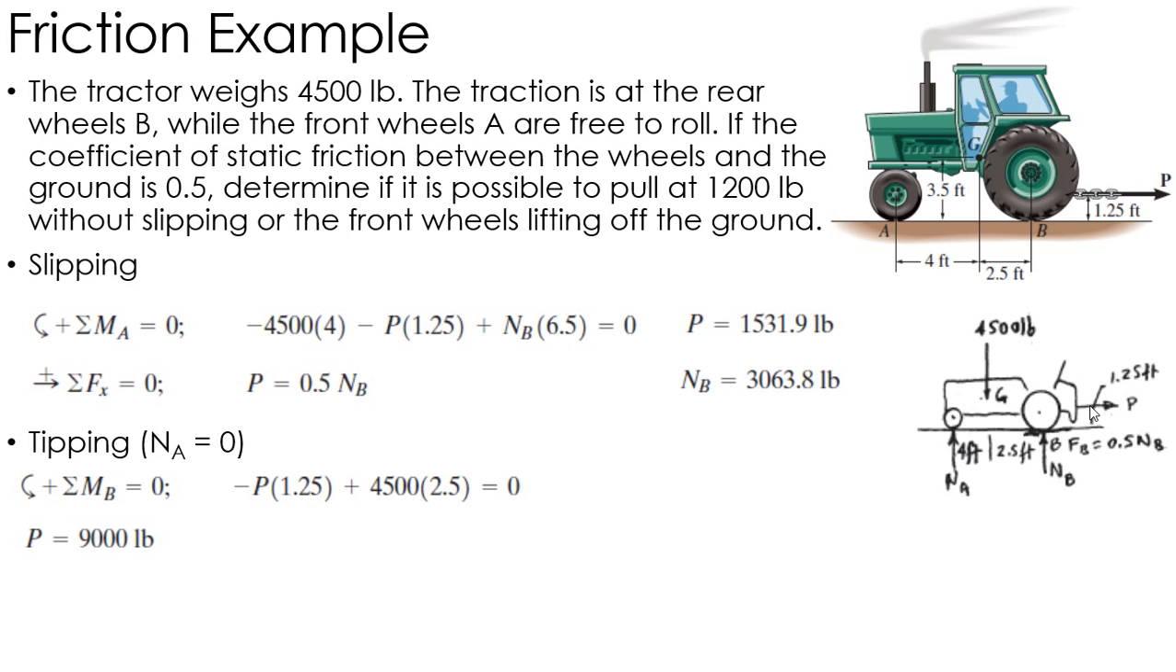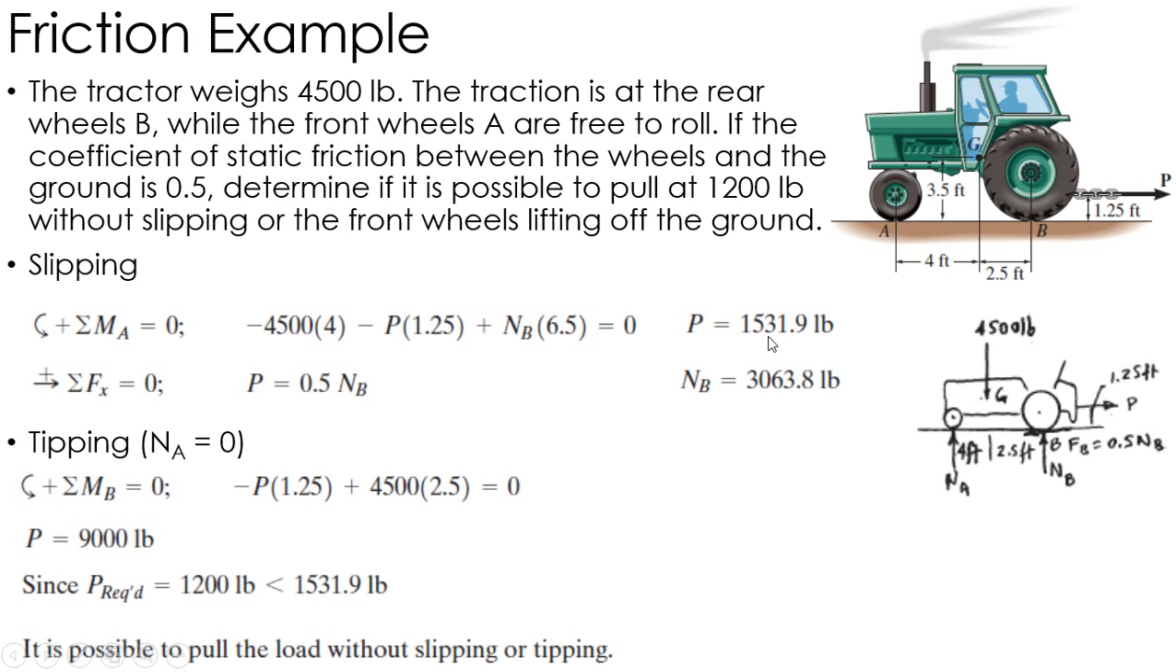So if I have some sort of load back there that weighs 10,000 pounds, and I try to pull it, and I get all the friction I want, that wheel's going to come off the ground at A. But clearly what would more likely happen is it slips, because it only takes 1,500 pounds to get it to slip. And again, because that 1,500 pounds is greater than the 1,200 pounds, it is perfectly possible to pull this load of 1,200 pounds.